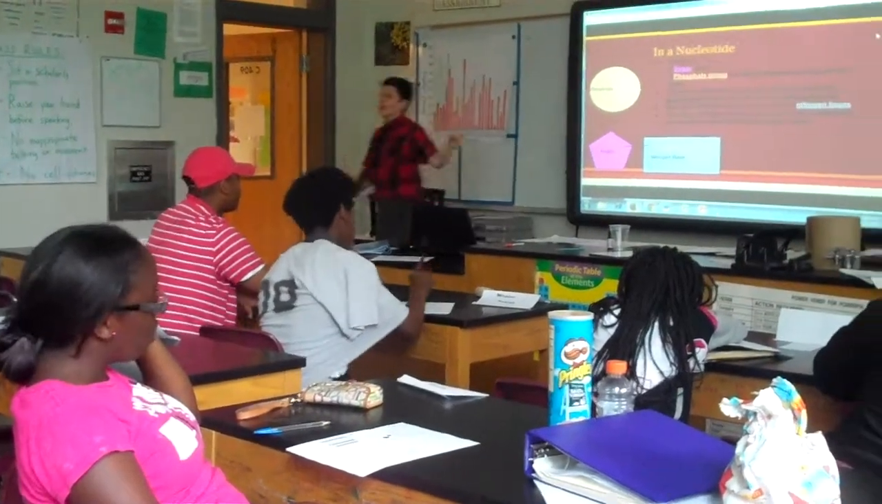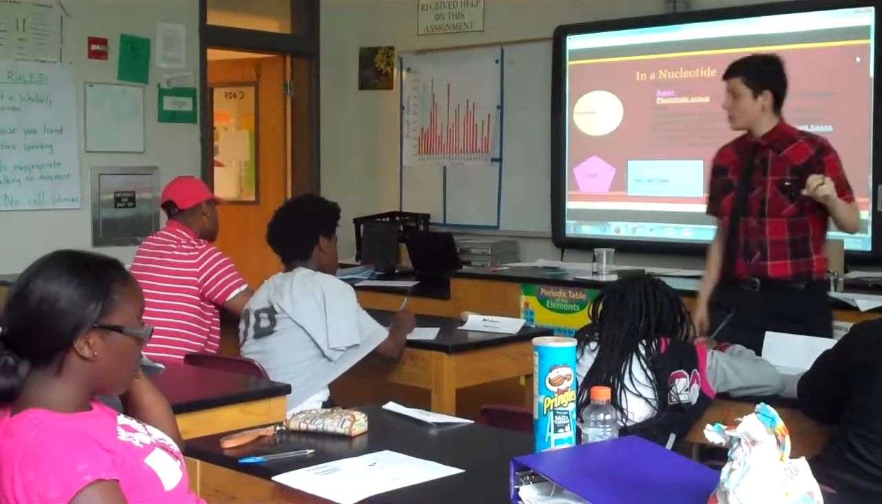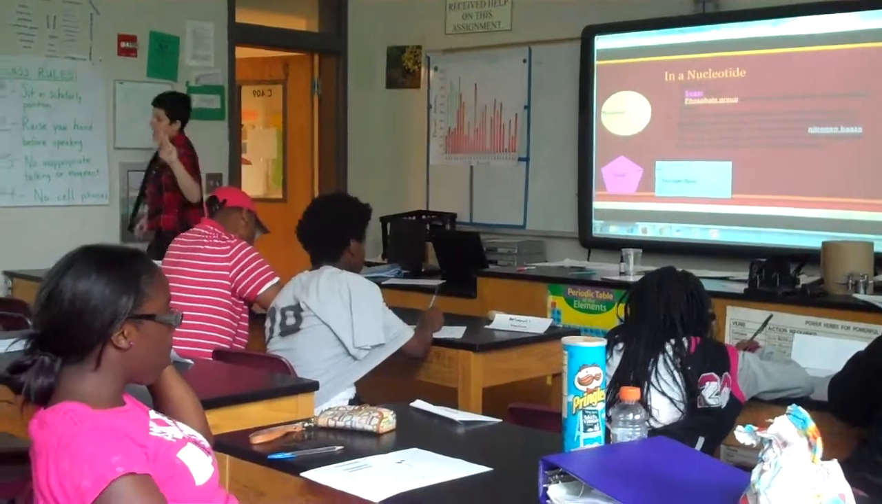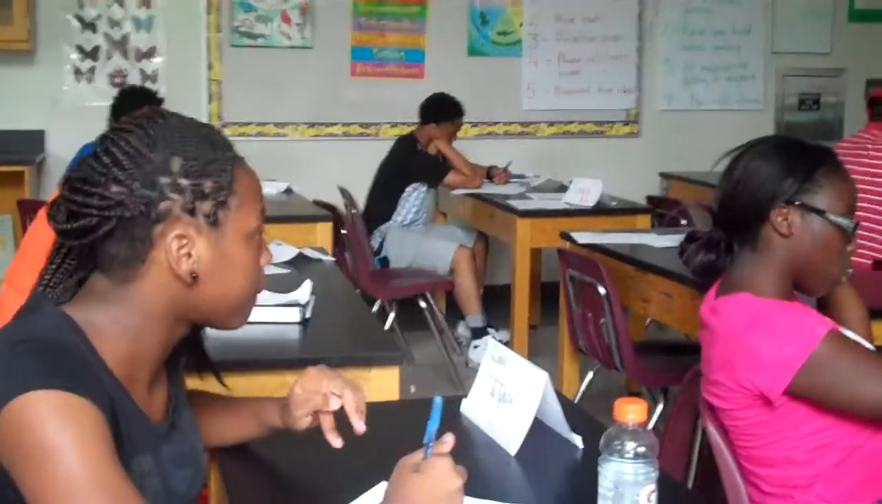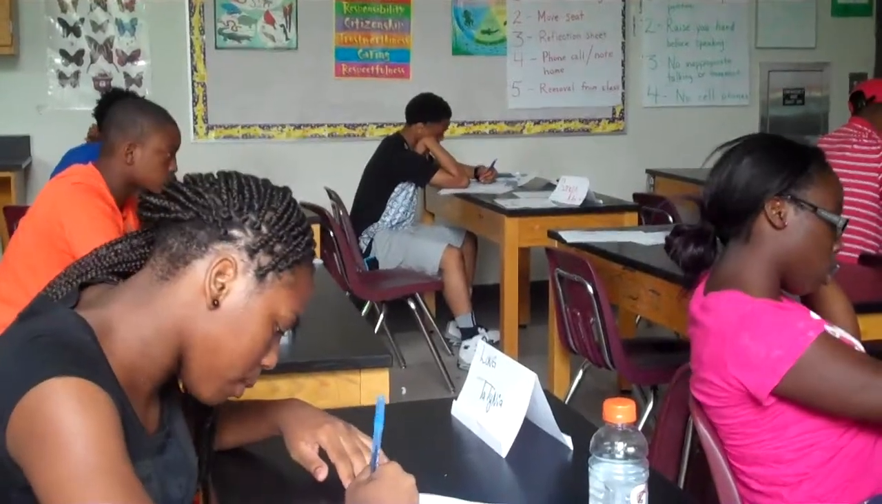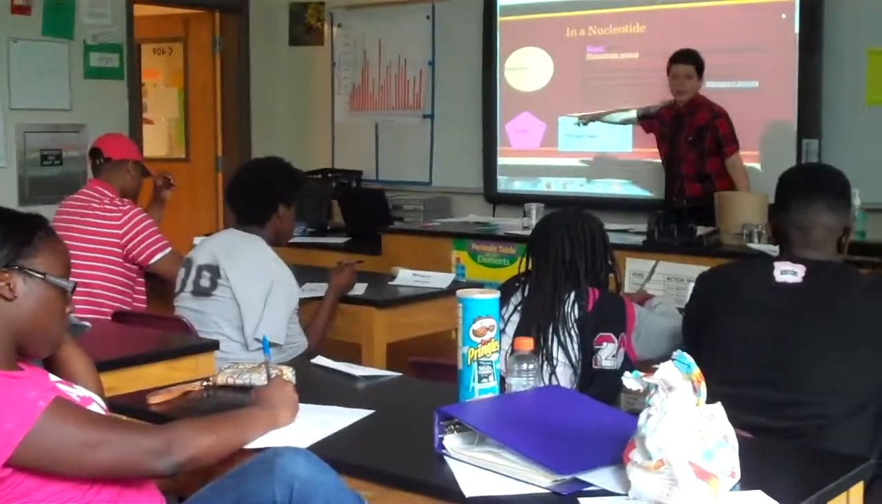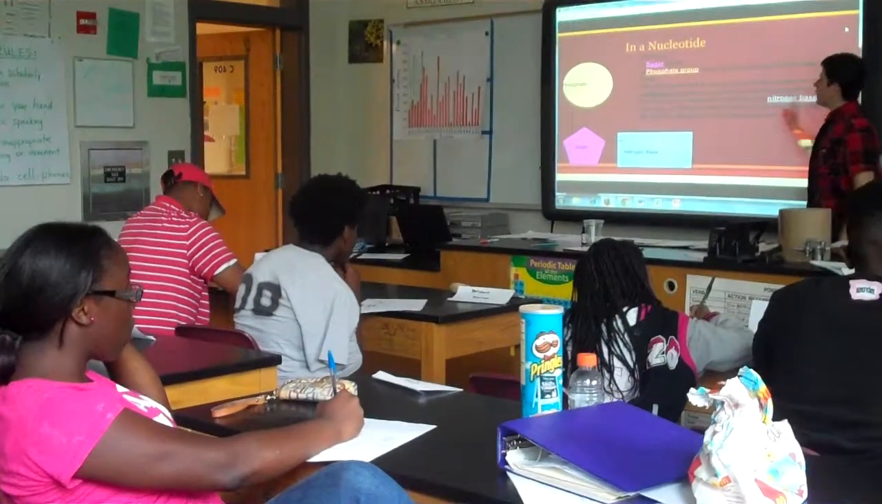Okay, so please write this down. There are things for you to be silently writing down right now. In a nucleotide, there are three parts. There's a sugar, so you have sugar everywhere in your body, a phosphate group, and a nitrogen base. So this is the sugar. I put it in pink so you guys can easily refer to it. The phosphate group and the nitrogen base.